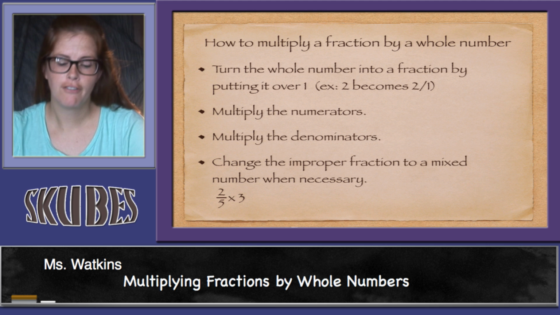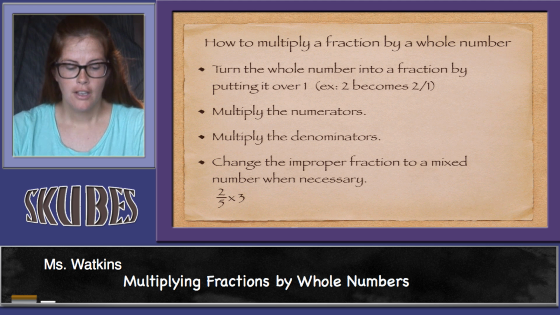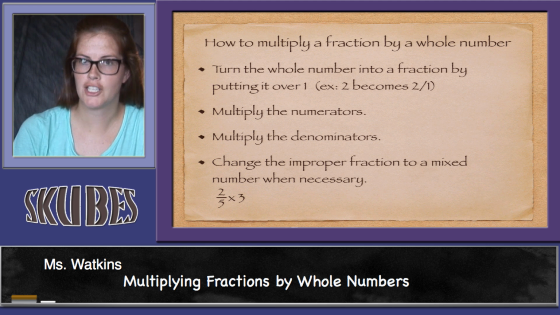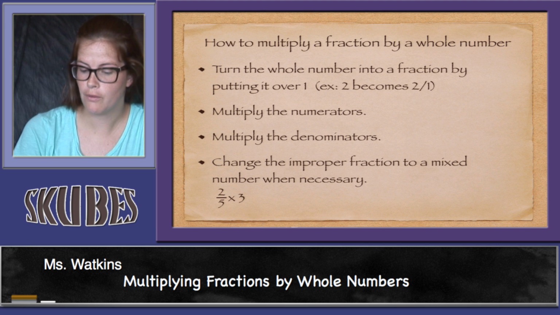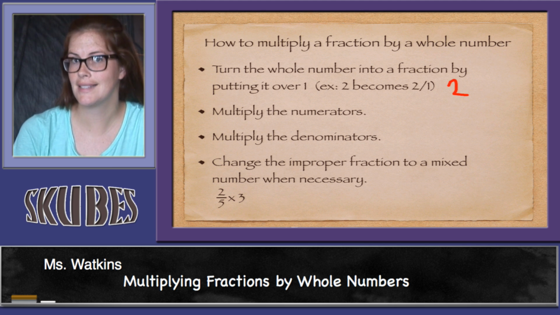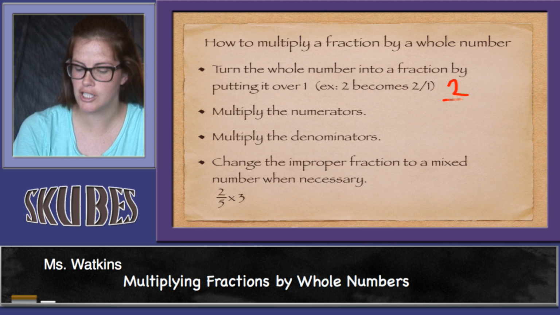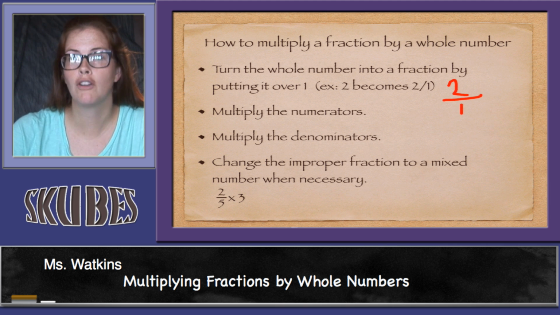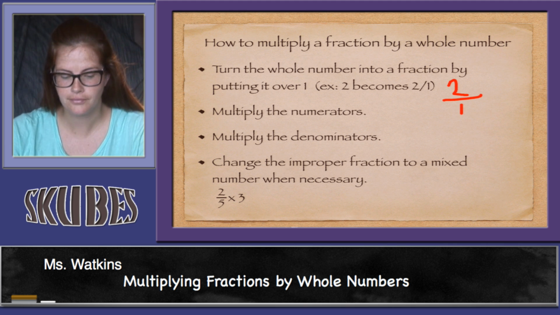All right, how to multiply a fraction by a whole number. First, you turn the whole number into a fraction by putting it over 1. So, for example, if I had 2 and I wanted to rewrite this as a fraction, I would just write it as 2 over 1. That does not change the value.